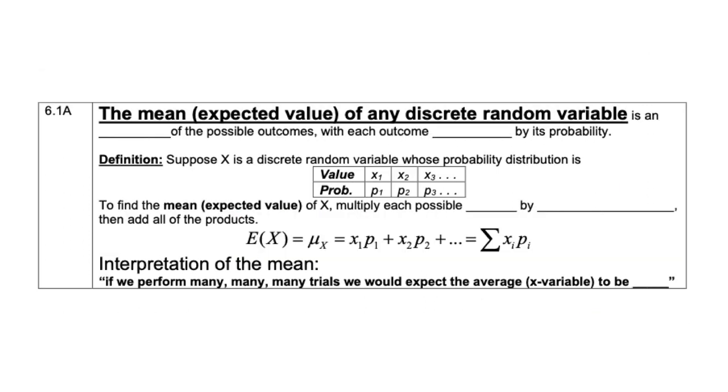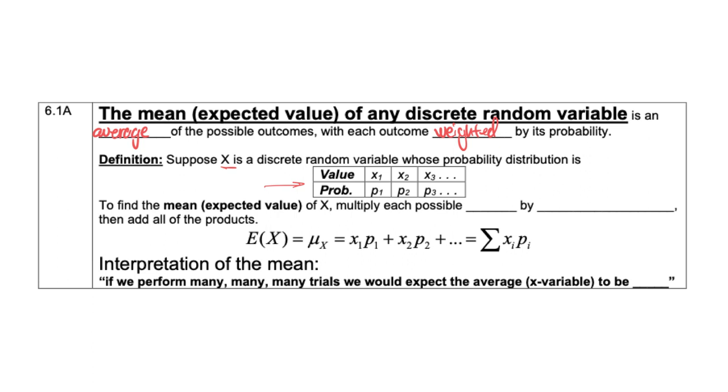So now we have the mean of a discrete random variable. We talked about this before. It's the expected value. So what do we generally think is going to occur? That is an average of the possible outcomes. And each of the outcomes is weighted, so it's a weighted average, and it's weighted by its probability. Okay. So definition, suppose x is a discrete random variable, and here's our probability distribution.